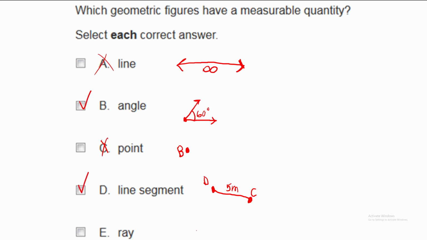And my last one is a ray. When I think of a ray, I think of a ray of sunshine. It's starting at the sun. It's going out, boom, and it just keeps going in that direction. Now, listen to what I just said. It keeps going. For how long? Forever, right? This is also infinite. Fun fact, this is a shorter infinite than our line up top. So we cannot measure a ray. So our answers for the first one are just an angle and a line segment. Let's go to problem number 2.